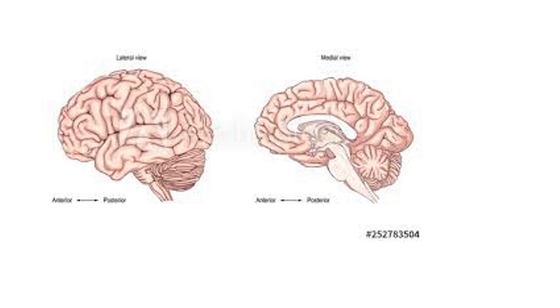We're not going to be using lateral view, we're going to be using medial view. We're going to talk about the physical anatomy, and then we're going to talk about the functions of the brainstem. So let's get started. Let's check out medial view, and I'm going to label the brainstem in lateral view as well.